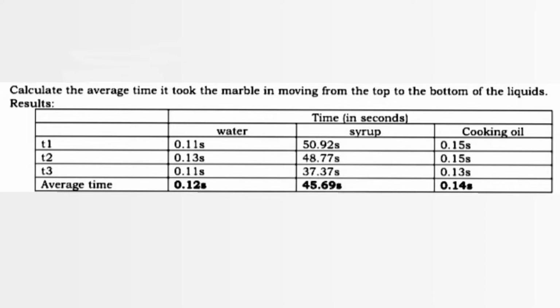For syrup, trial 1, 50.92 seconds. For trial 2, 48.77 seconds. For trial 3, 37.37 seconds. And the average time is 45.69 seconds. And for cooking oil, trial 1, 0.15 seconds. For trial 2, 0.15 seconds. For trial 3, 0.13 seconds. And the average time is 0.14 seconds.